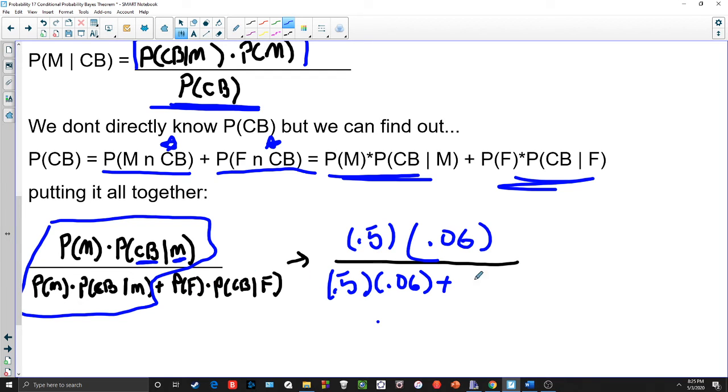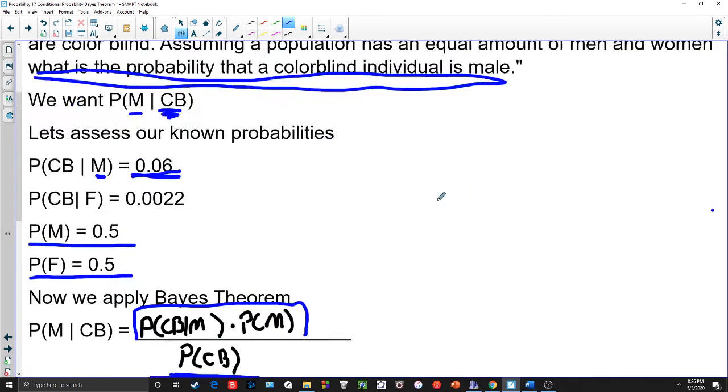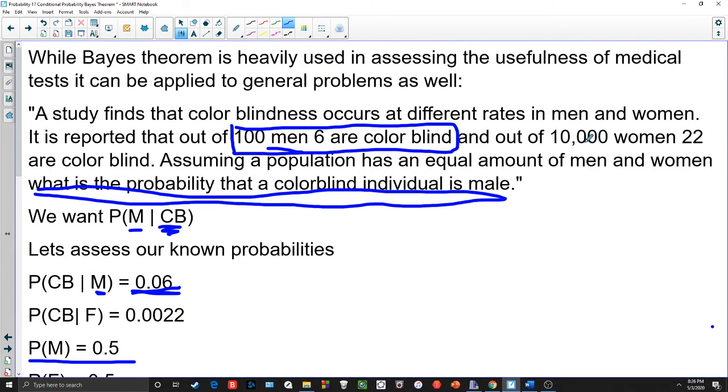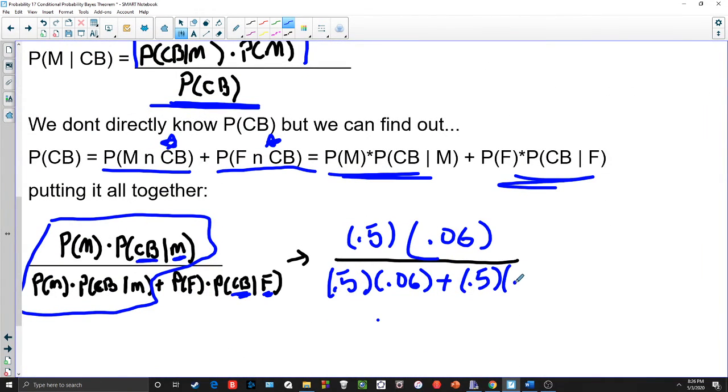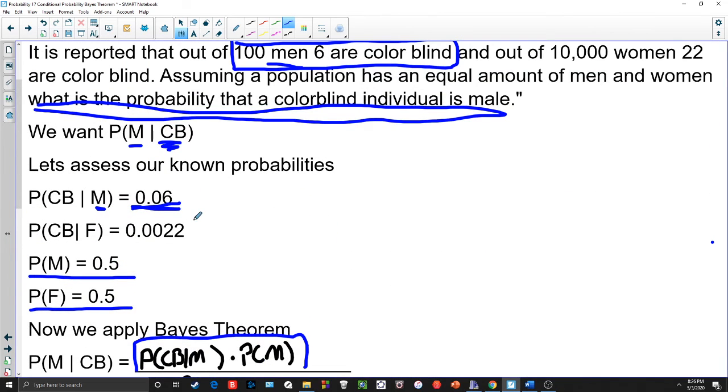So what's the chance that you're a female? Again, 50-50, times, if we pick from a group of females, what's the chance that we pick a colorblind person? Well, it says here 22 out of every 10,000. So 0.0022. If you don't know where I got this decimal from, I just took 22 divided by 10,000. And then this, I just got 6 divided by 100. So I just made them into decimal forms.